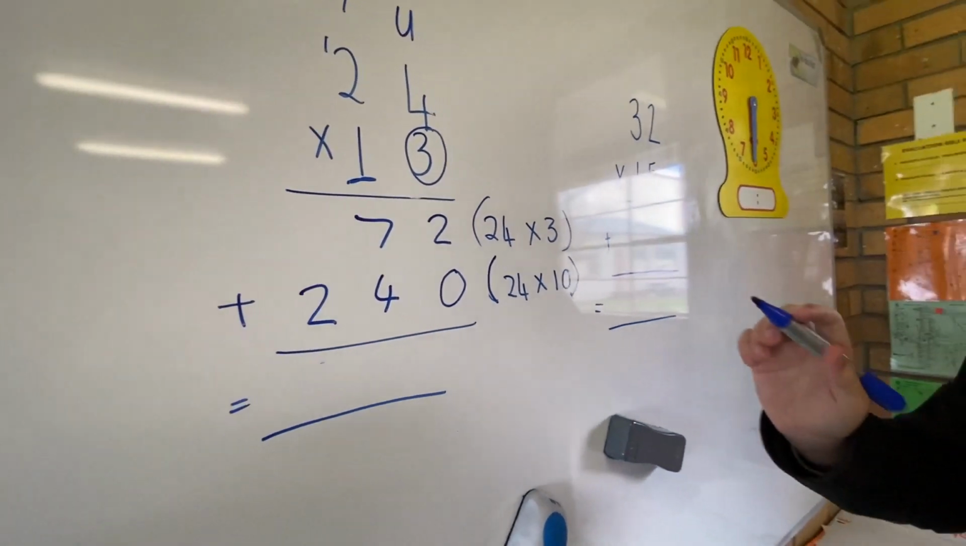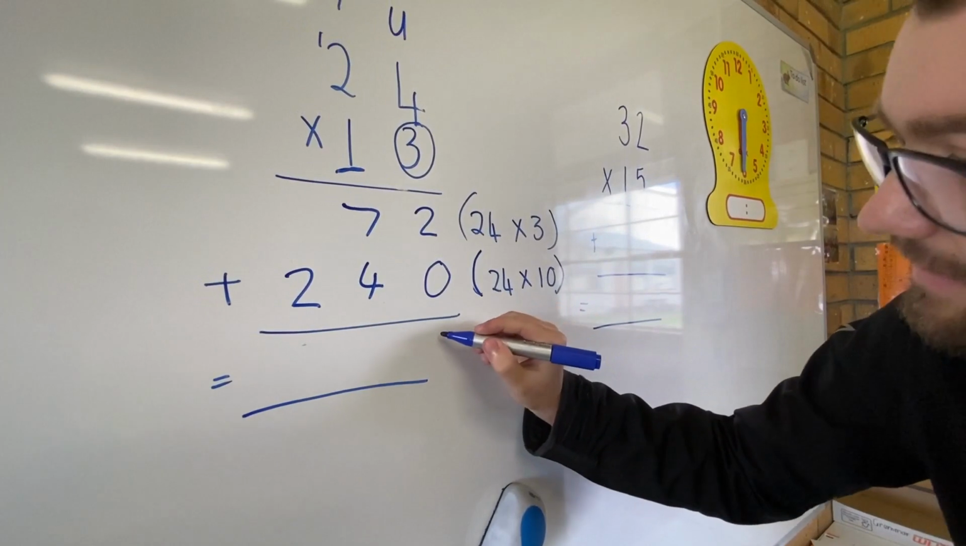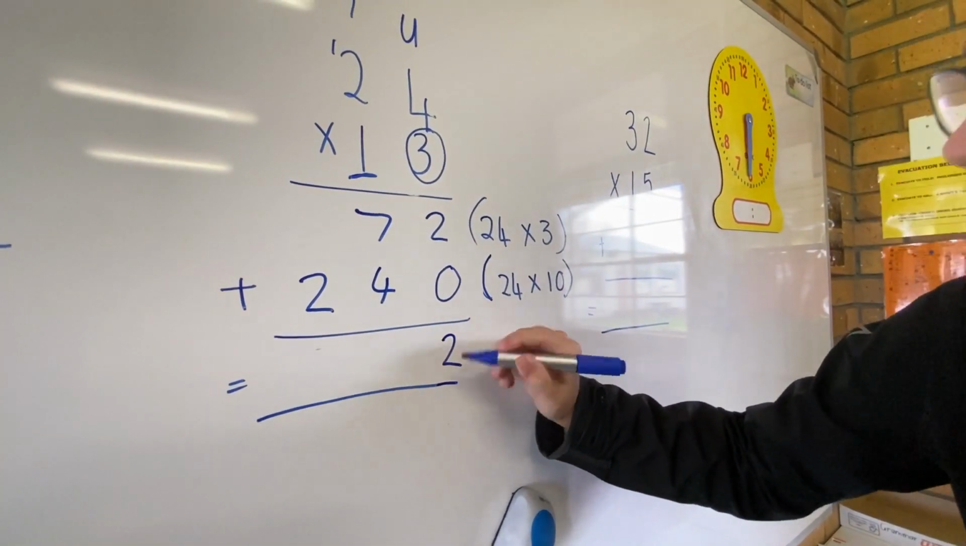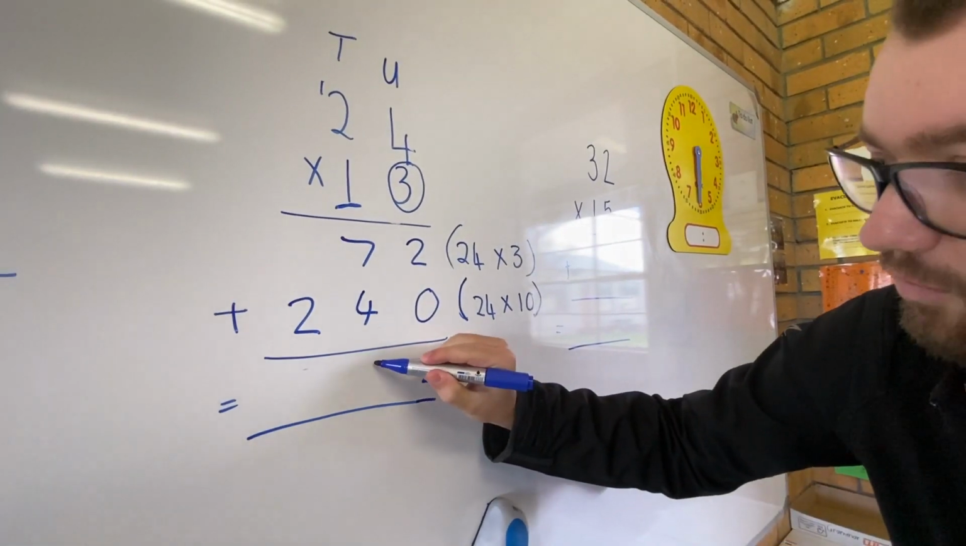Right, let's do this together. If we go from 2 to the 0, we know that that's going to stay as 2. If we say 7 plus 4, that becomes 11. We're going to add the 1 at the bottom.